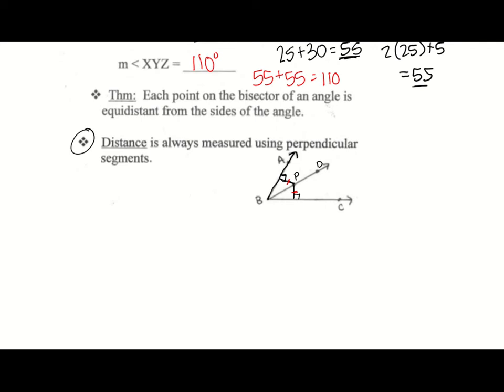Same on this side. If I drew a segment perpendicular, I've got to extend this out a little bit. Again, perpendicular. This segment would be the same as this segment. So my point D is the same distance from BA as it is to BC. That's what our last theorem is telling us.